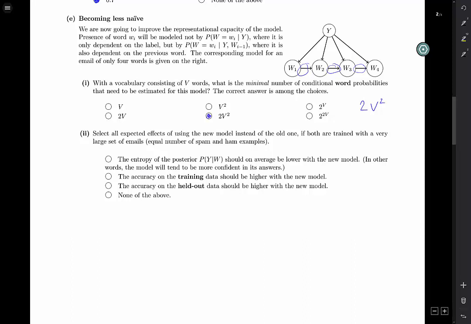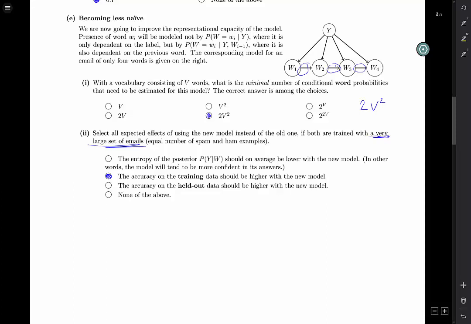Okay. Now the next question says, select all expected effects of using the new model instead of the old one, if both are trained with a very large set of emails. So let's start with the easier ones. Should the accuracy on the training data be higher with the new model? Well, yes, it should be, because our model is more expressive. It represents a larger set of distributions. Therefore, since we have a very large set of emails, we're able to approximate the entries in the table correctly, so we should do better.